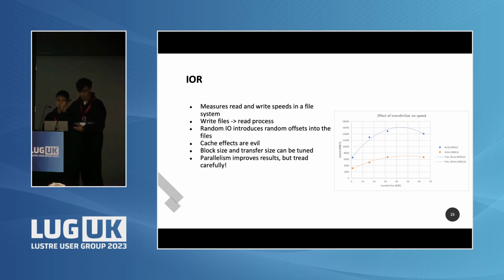If you send too many IO requests, you're slowing down the process. A bigger transfer size might overload it, so we plotted a graph and found the optimum of 32. The most important thing, though, was parallelism.